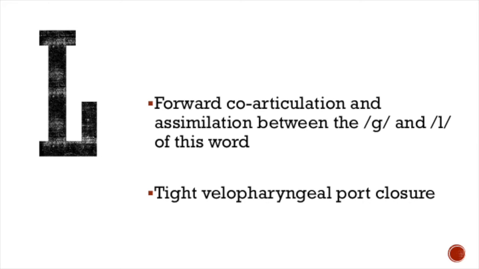L. There is a tight velopharyngeal port closure. There is also forward co-articulation and assimilation between the G and L sounds of this word. When written in IPA, International Phonetic Alphabet form, there is no vowel between G and L, and there is a diacritic mark to identify the sound called a syllabic L, such as the one used in the word bottle.